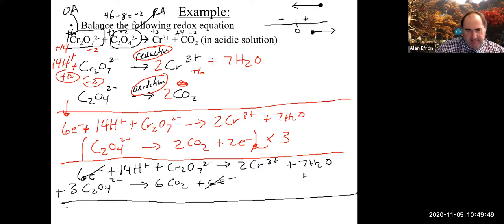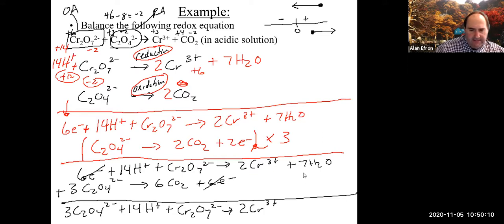So we are down to 3C2O4 2 minus and 14H pluses, and our dichromate. And I think that should take care of everything on the left-hand side of the arrow. On the right-hand side of the arrow, we have 2 of the Cr3 pluses. We have 7 waters. And lastly here, 6 CO2. And we should now be balanced in acidic conditions.